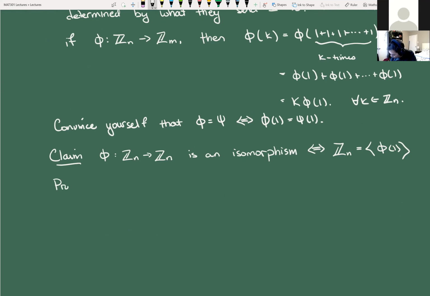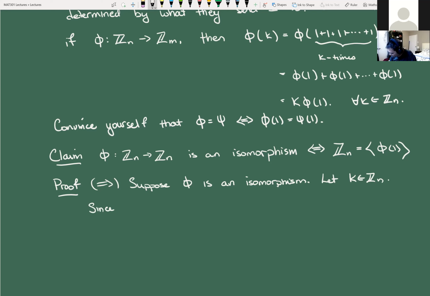Okay, so proof. Let's prove the forward direction. Let's suppose that phi is an isomorphism. I want to show that every element in Zn is in the group generated by phi of 1. The critical thing that I'm going to need here is that phi is surjective. So let k be an element of Zn. Since phi is surjective, there exists, I don't know, what do we call it, l in Zn so that phi of l is equal to k.